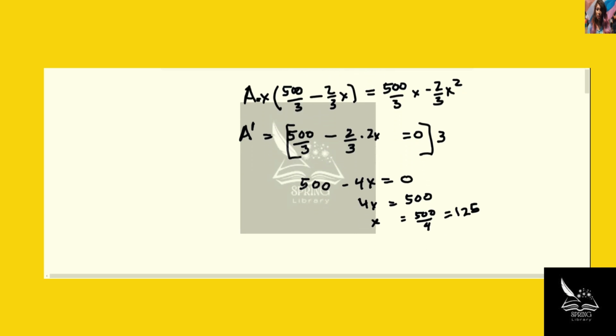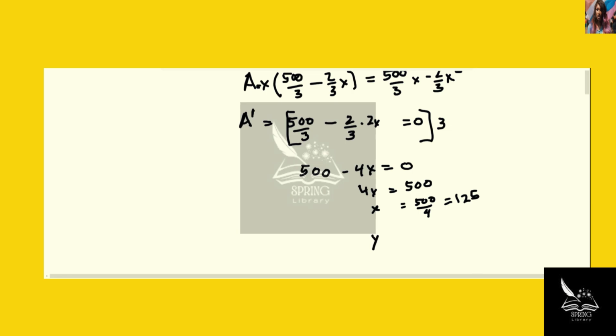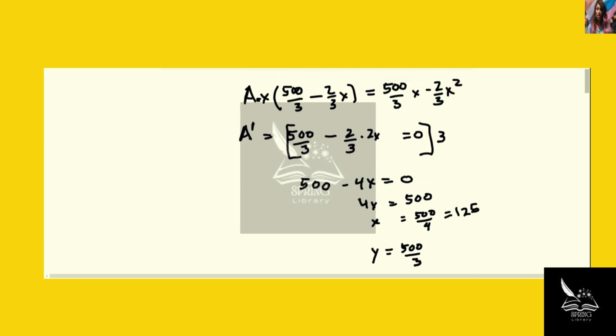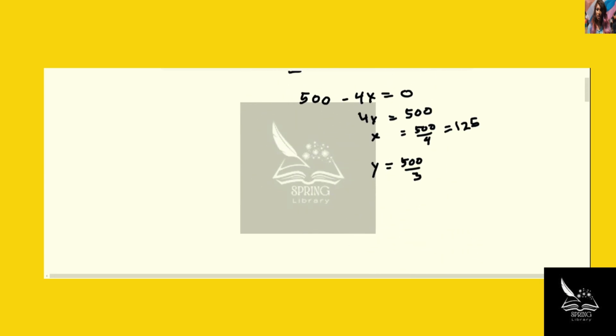And then remember, it wants to know the dimension, so it wants to know Y also. And it was 500 thirds minus 2/3 X, is that right? So that's 500 thirds minus 2/3 times 125. So that's 500 minus 250 thirds. So 250 thirds, or 83 and a third.